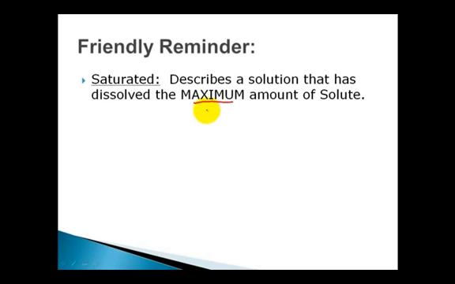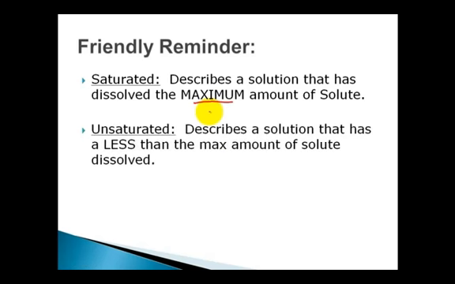Another way you can think of it is if you're making an iced tea mix, and you're adding iced tea to a glass of water. The point at which it no longer dissolves and actually starts to accumulate on the bottom of the glass, that is the point at which the solution is saturated.